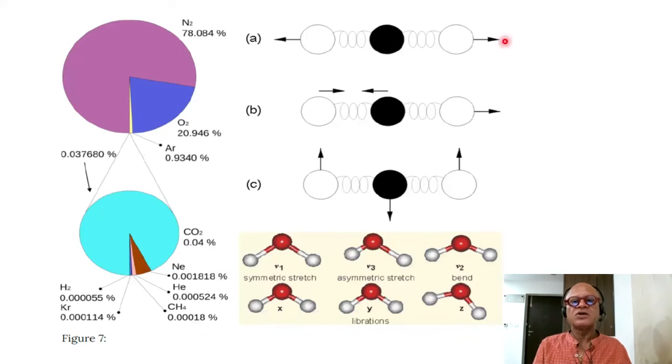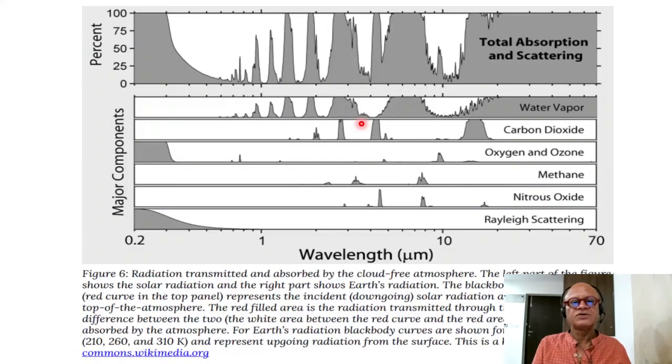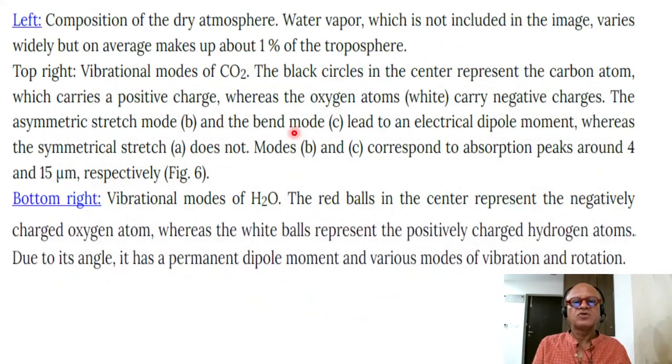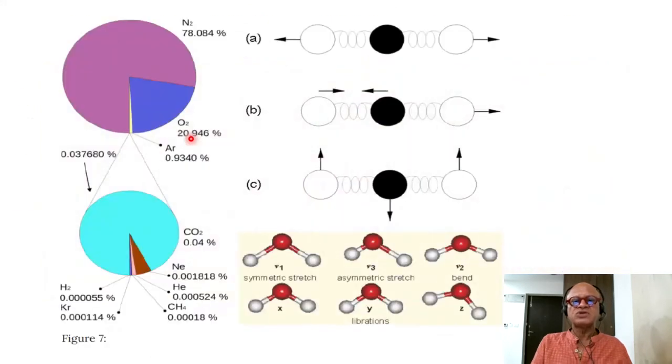Okay, so here is the CO2 molecule, carbon and oxygen. So this stretch mode has no issue, but when you have the bending mode, and so let's go back here, make sure. So the bend mode and the asymmetric stretch mode. So the symmetric stretch mode doesn't do anything. The asymmetric stretch mode and the bend mode can absorb energy of the longer wavelengths, or outgoing long wave radiation, at certain wavelengths.